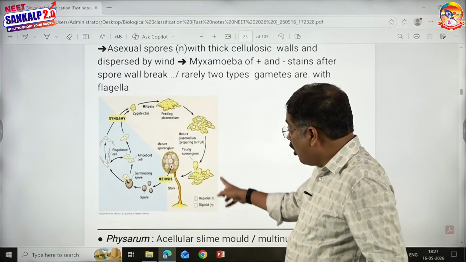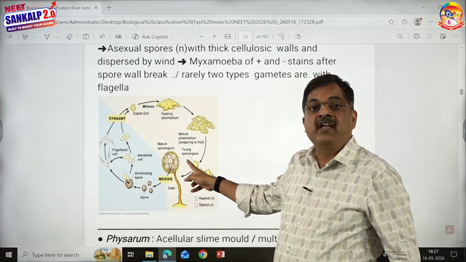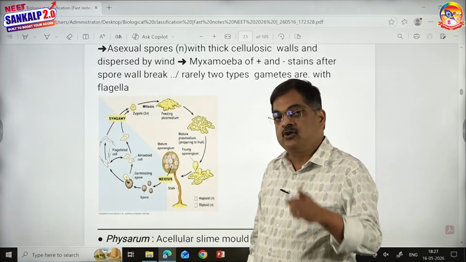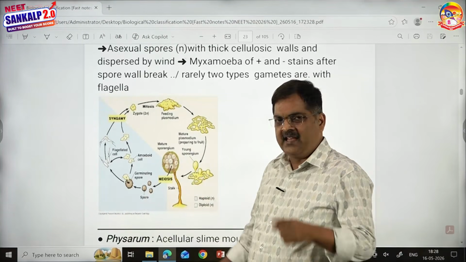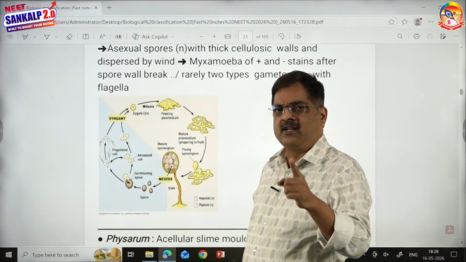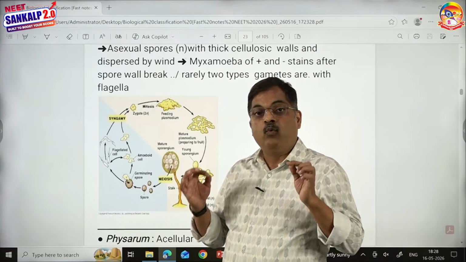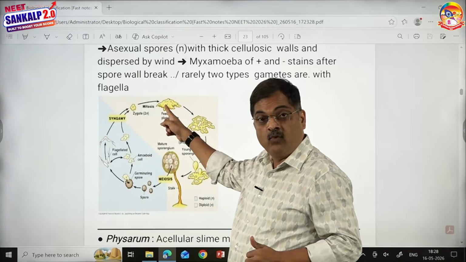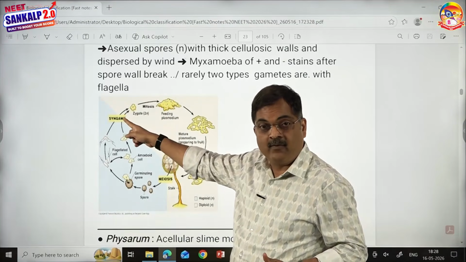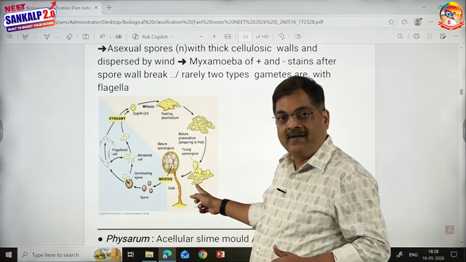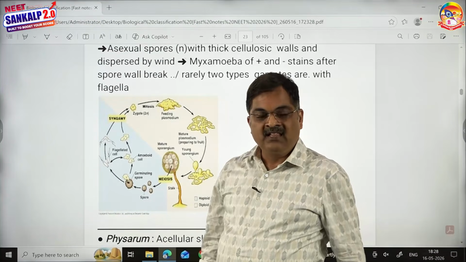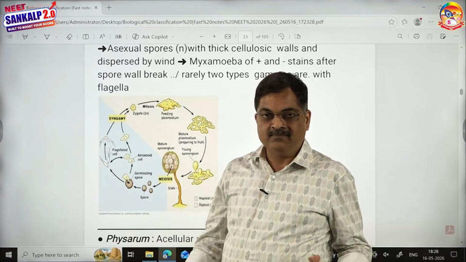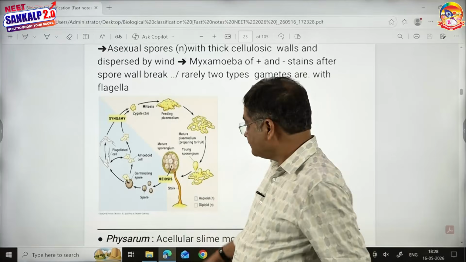fungi. All the diploid nuclei migrate into this sporangium. They undergo reduction division and give rise to spores. An interesting and most important point about the spores: they have a wall. Plasmodium does not have a wall. Myxamoeba does not have a wall. Sporangium does not have a wall, but spores have, and that too a cellulosic wall. That is a plant character seen in slime molds, a very popular question.